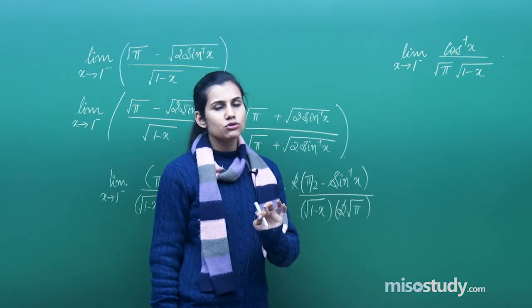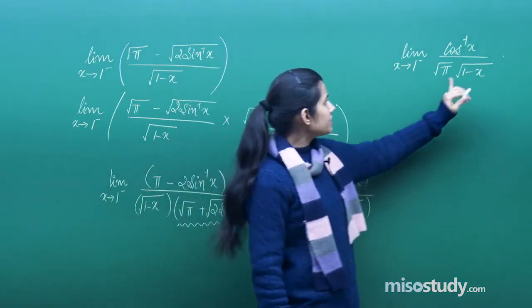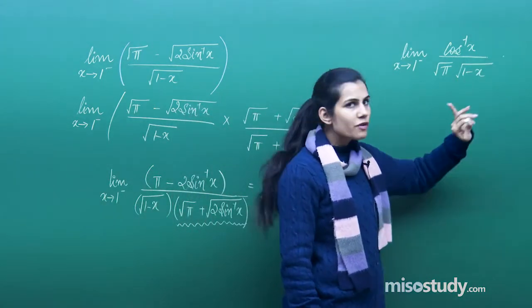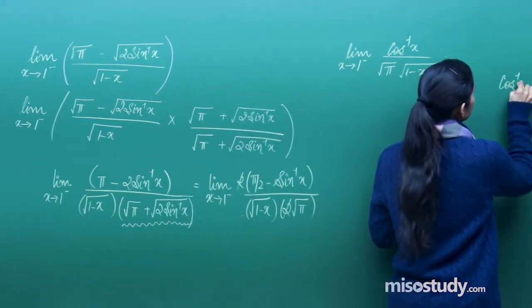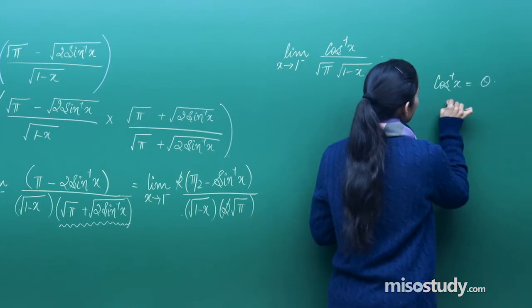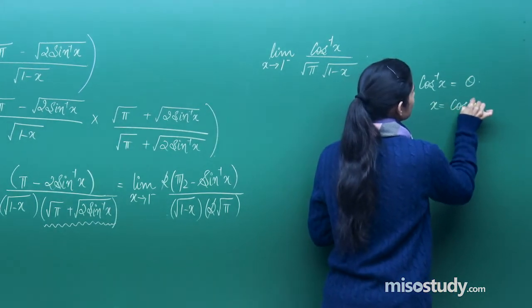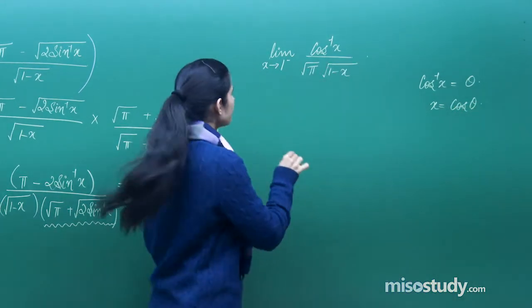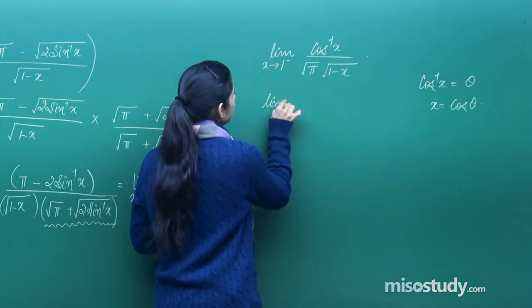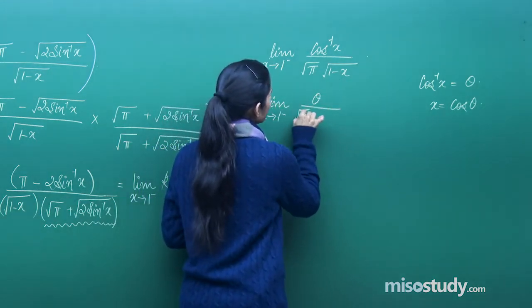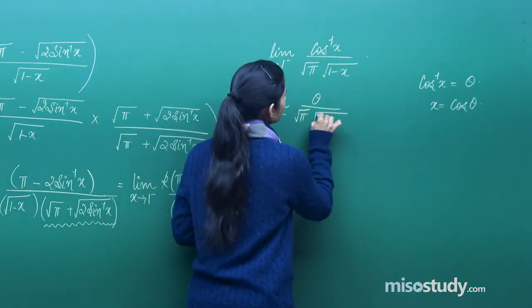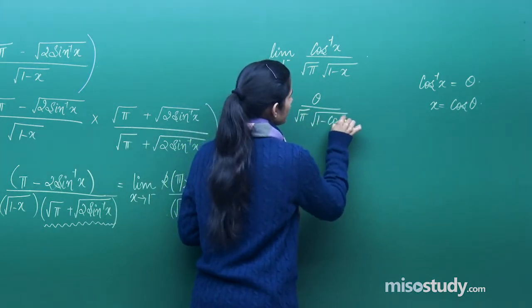Just a simple substitution will solve all your problems. You can see cos inverse x over here, you can see root over 1 minus x over here. If I take cos inverse x as theta, I will get x equals cos theta. So, what will my expression become? Limit x tends to 1 from the negative, theta upon root pi will remain as it is, root over 1 minus cos theta.